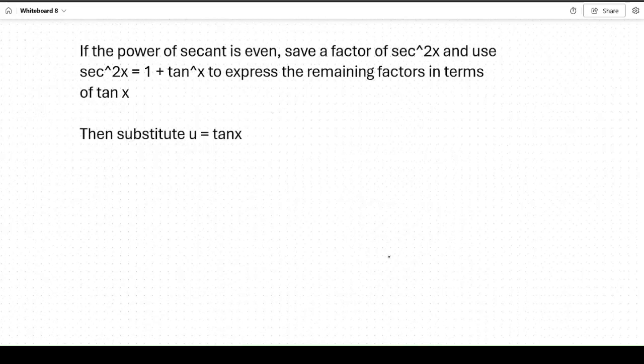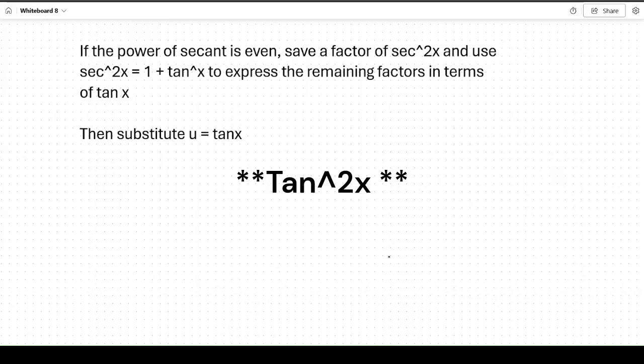And this is our final answer for this question. So here is what would happen if secant is even. If the power of secant is even, save a factor of secant squared x and use secant squared x equals 1 plus tan squared x to express the remaining factors in terms of tan x. Then substitute u equals tan x. So let me give you an example of what to do in this situation.